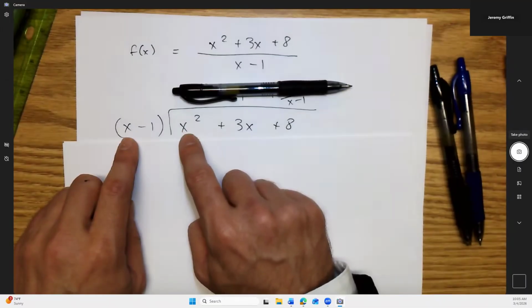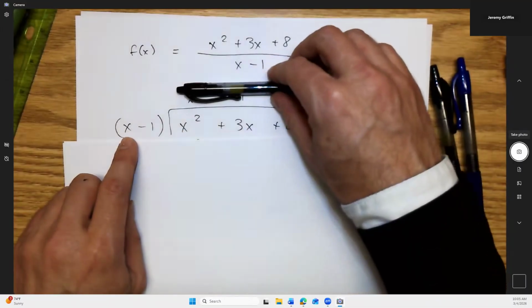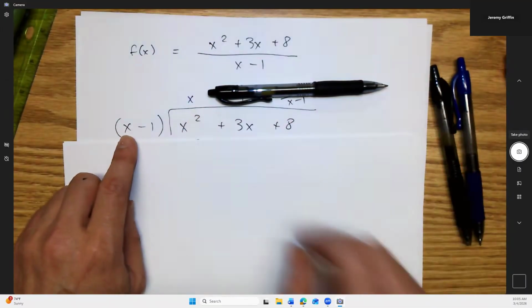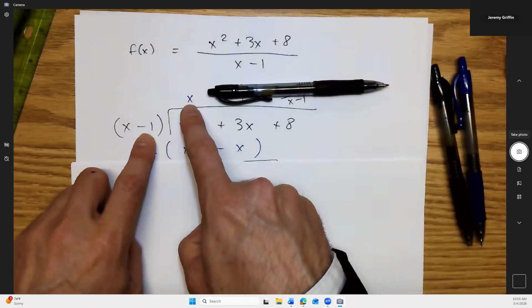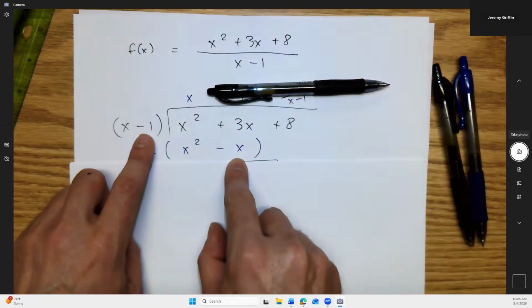How many times does x go into x squared? How about x times? Because x times x is x squared, isn't it? But don't forget this minus 1. So x times negative 1 is negative x. Isn't that true?